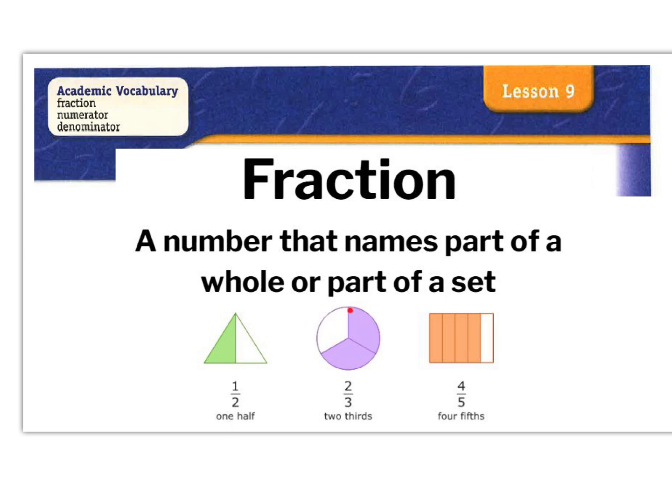Here we have a circle split into 1, 2, 3 pieces. So 3 is the whole on the bottom, and then 2 are shaded in. So 2 out of 3 are shaded in. Here we have a whole and it is split into 1, 2, 3, 4, 5 pieces, and 1, 2, 3, 4 are shaded in. So that is 4/5.